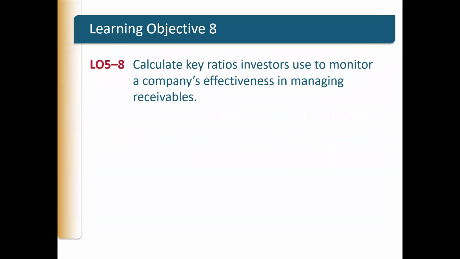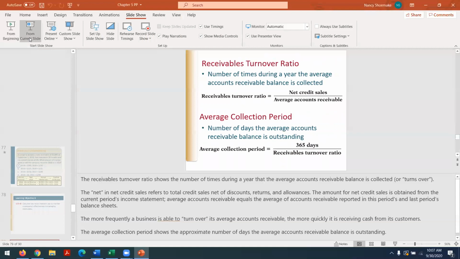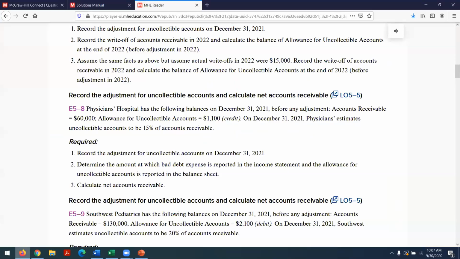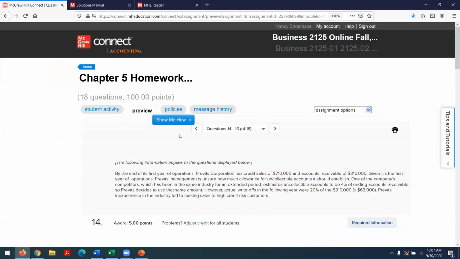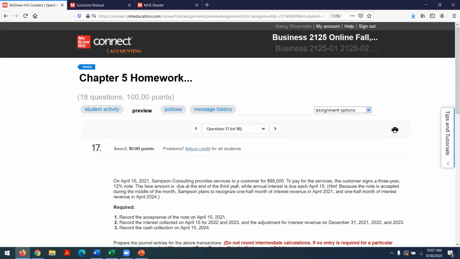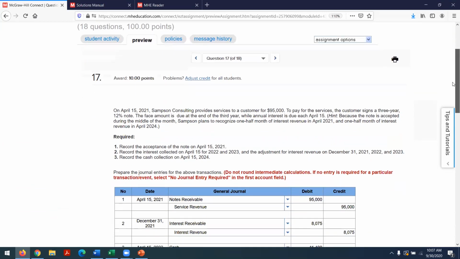Okay? So, I'm not going to worry about the ratios here. Let's go to the one that I believe Alicia had a question on. Alicia, what number was it? 17. I actually had the question. It's for 17.